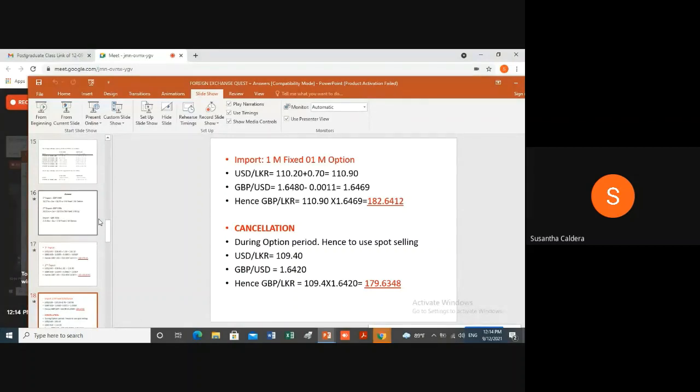Otherwise customers would cancel when rates move like this and make a profit from it. Just imagine if there was a forward contract we have booked at 230, and when the rates come down to 201 we cancel it.